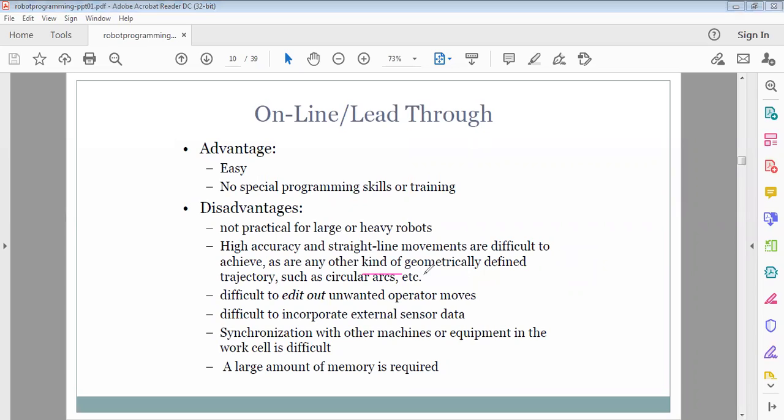Geometrically defined trajectories, such as circular arcs, are also difficult to achieve in this lead-through program. And you cannot edit the program. Once you have recorded the point, you cannot edit the unwanted operator moves.